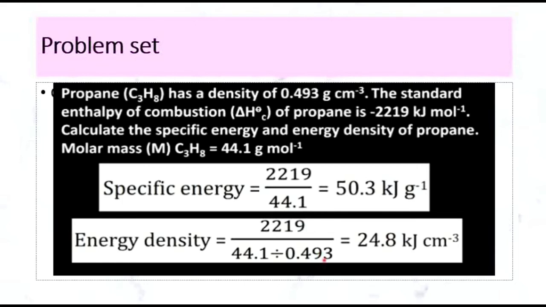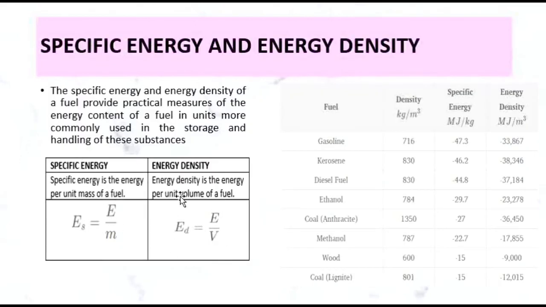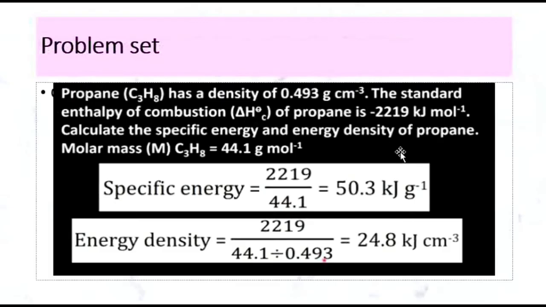Now, to get the energy density, we need to use this equation. E is equal to energy divided by volume. The energy is still the enthalpy, which is 2219. However, we know that the formula for density is D equals M over V. We just want to get the V, remember? So we need to transpose the equation. V is equal to molar mass divided by density.